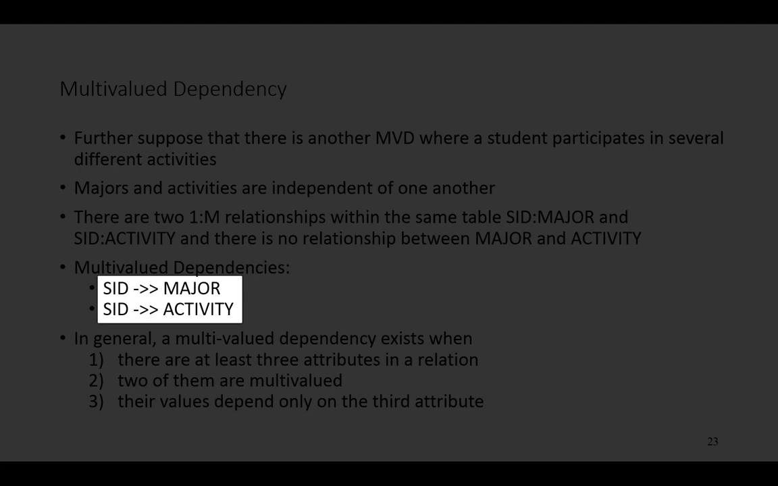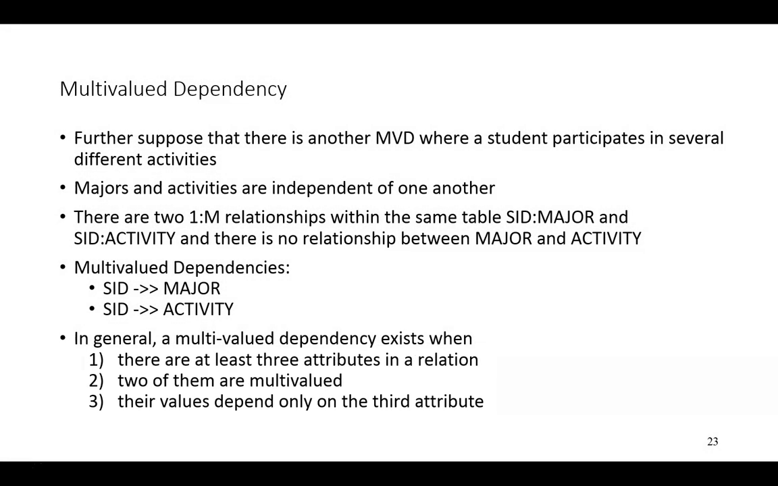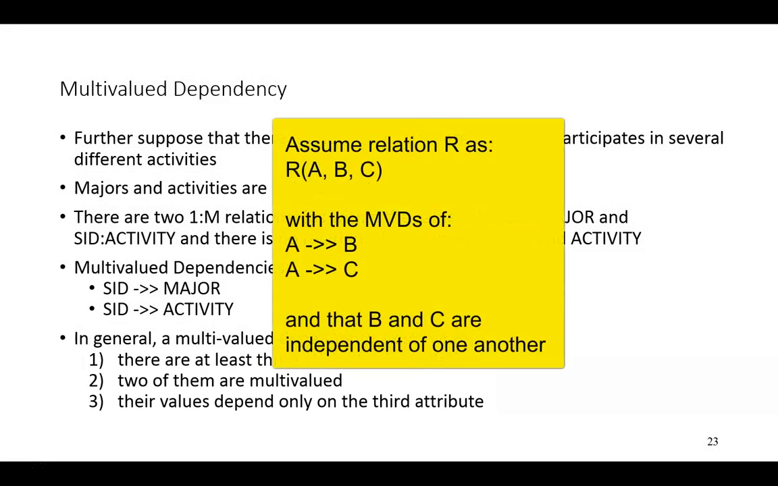SID multi-determines activity. In general, a multivalued dependency exists when there are at least three attributes in a relation, two of them are multivalued, and their values depend only on the third attribute. In a relation R consisting of attributes A, B, C, a multivalued dependency exists if A multi-determines values of B and A multi-determines values of C, and B and C are independent of one another.